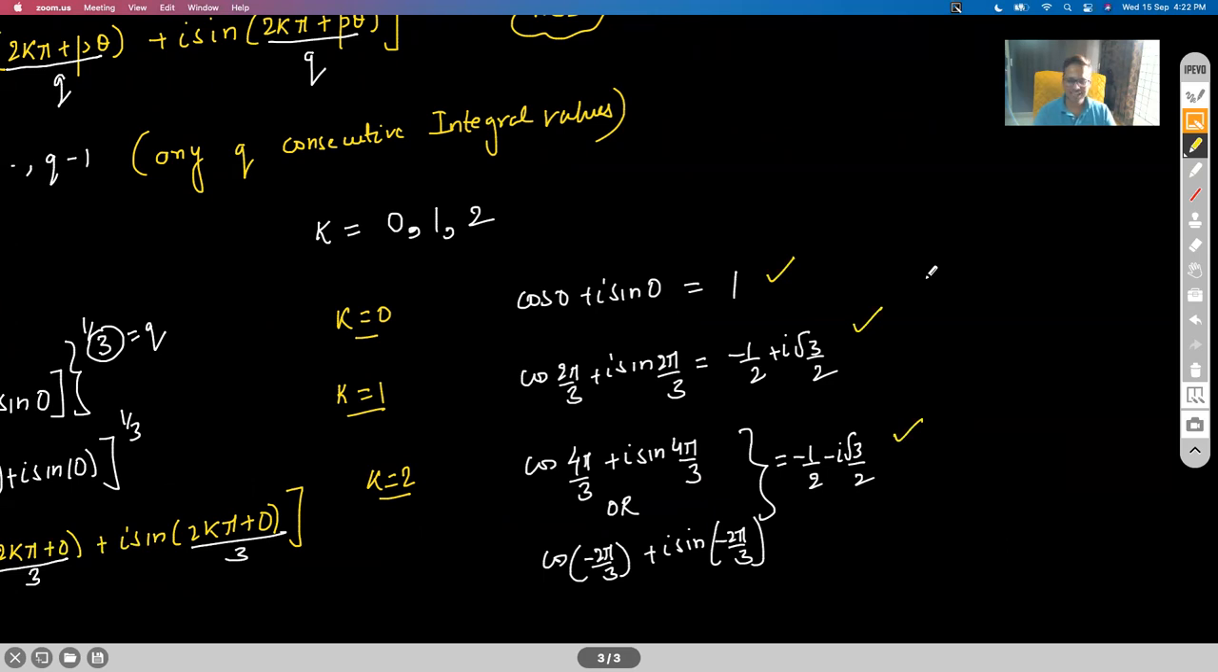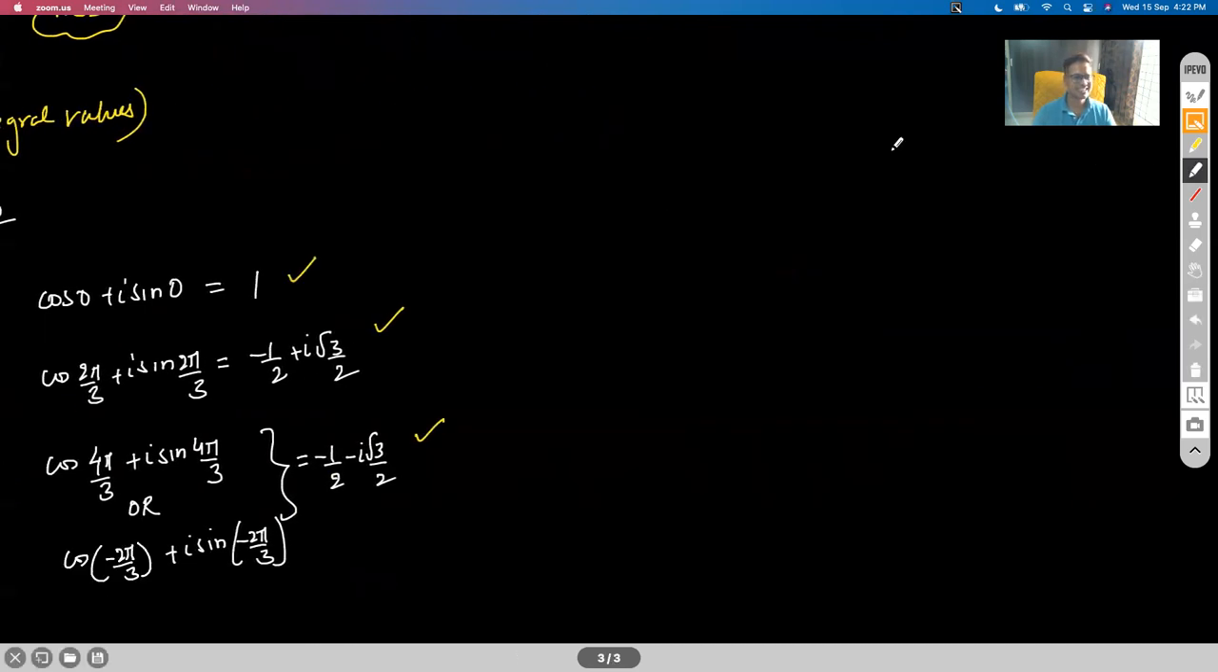Clear? Okay, now I'll give you a small question to work on. Everybody, please find out the cube roots of minus one. Do it and let me know by writing done in the chat box. Setu, are you clear with the approach now? Any discomfort with respect to any step, do let me know, okay?